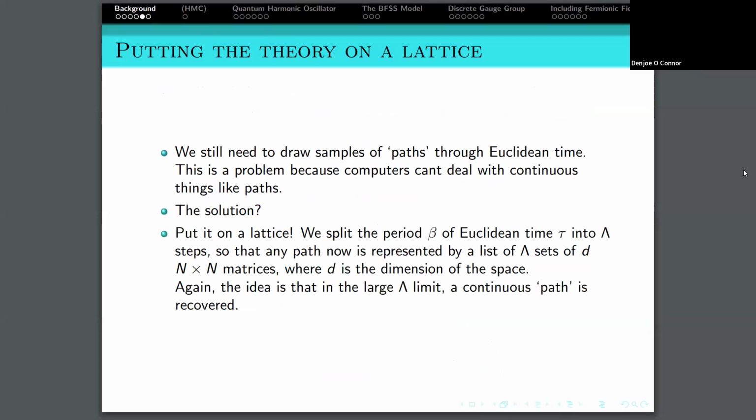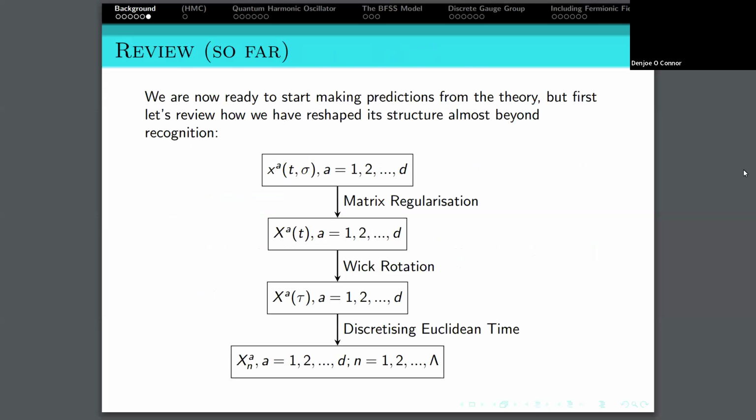The solution is to put it on a lattice. So we take the period beta of Euclidean time and split it into lambda steps, so that any path is now represented by a list of lambda sets of d, which is the number of dimensions, N by N matrices. The idea is that in the large lambda limit, the continuous path is recovered again.